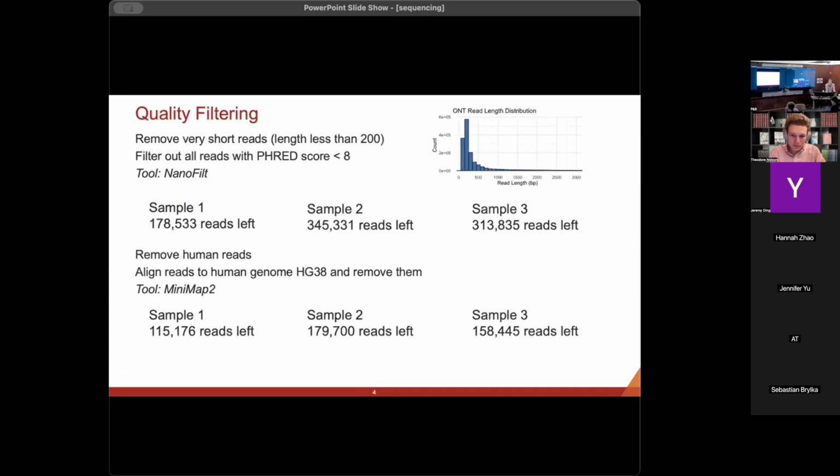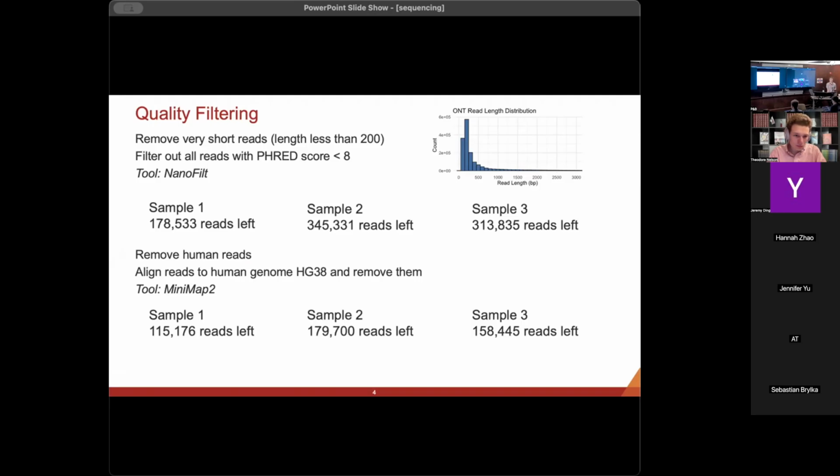So first, I did some quality filtering. I excluded very short reads, less than 200 base pairs, and I also excluded reads with pretty low PHRED score of lower than 8, which means that on average 1 in 8 base calls would be incorrect. At the beginning I was trying to be a little bit more conservative. I was trying to keep a little bit longer reads and have this higher threshold for PHRED score, but then I was not getting this many reads. So I loosened my restrictions a little bit.